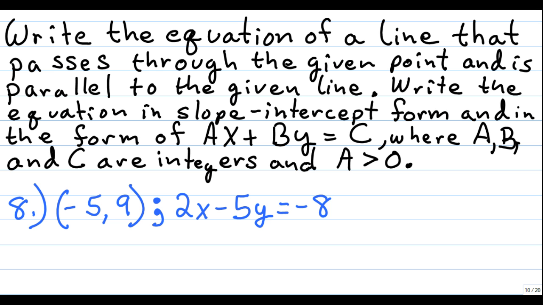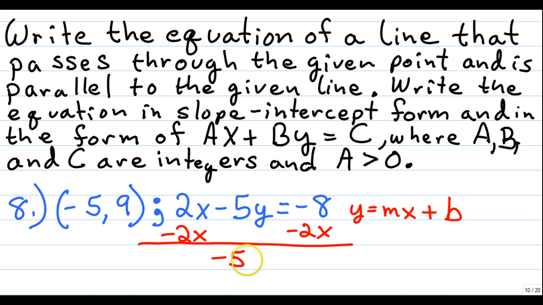But before we can determine the slope on this line, which is given to us in a standard form, we need to put it into the slope-intercept form, which is y equals mx plus b. So we'll begin by first subtracting that 2x off both sides, so minus 2x. This will leave us with a negative 5y equals a negative 2x minus 8. Again, notice we did not combine the 2x and the 8. These are not like terms.